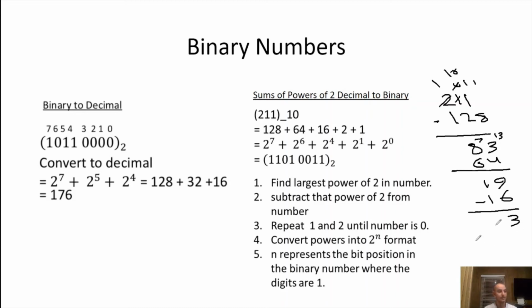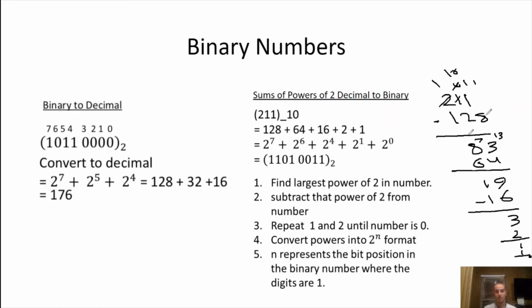And then again, we have to continue. What is the largest power of 2 that is smaller than 3? That's going to be 2 itself. Then we get 1. And then we get 2 to the 0, which is 1. So we have another one and we get 0. We have to go all the way to get 0.